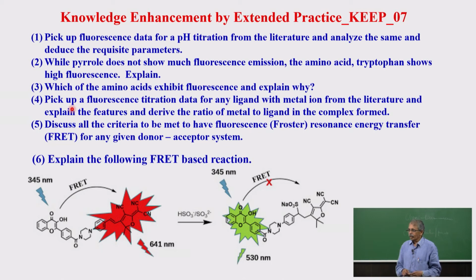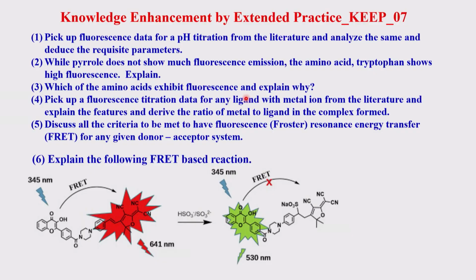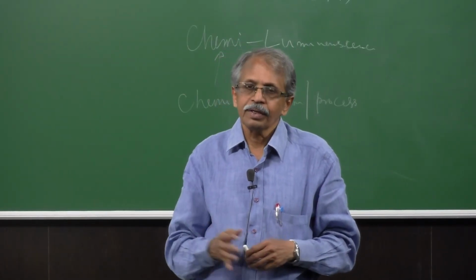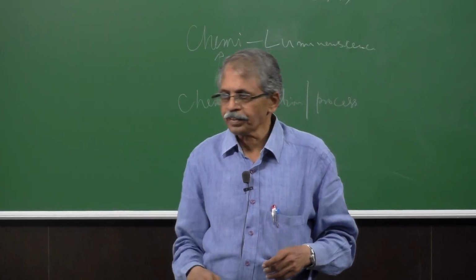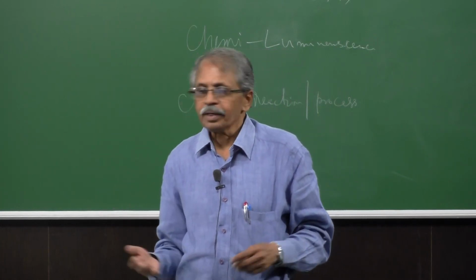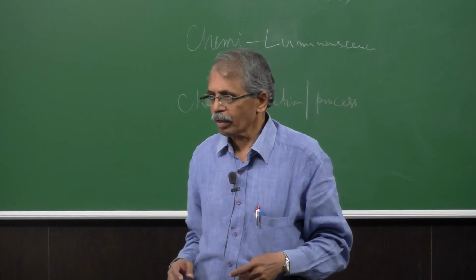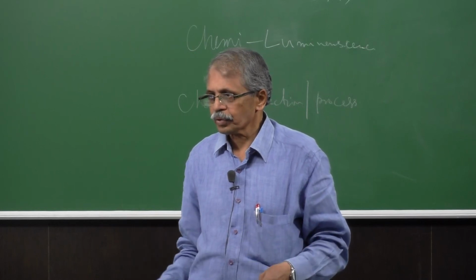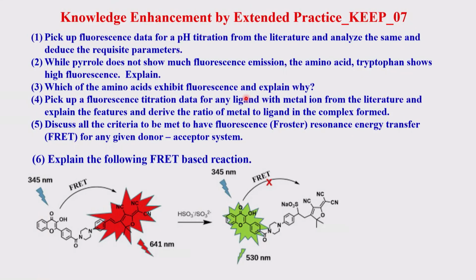There are several amino acids that are naturally occurring, 20 and 20 plus nowadays. So which of the amino acids exhibit fluorescence, and explain why. I'm sure you understand, because the observable fluorescence will come only when you have beyond 300 nanometers or so in the UV and beyond 400, 450 in the visible. So which of the things can give it? Obviously aromatic ones. So you can pick up the aromatic ones and work out. They are already available, and you can Google those things also. First you attempt, then you can look at that.